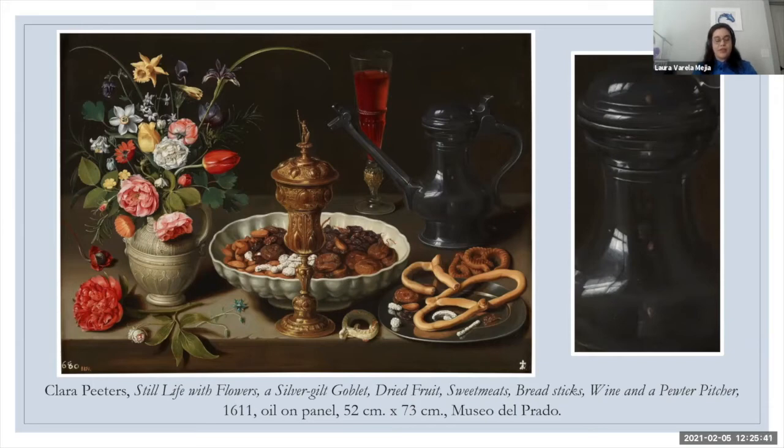This speaks to the general accessibility of still lifes as a whole, partly because you just need different objects or natural objects in particular in order to create an interesting still life. Such is the case of artists like Clara Peters here and Rachel Ruysch, the latter of whom was actually known mostly as being a flower painter.